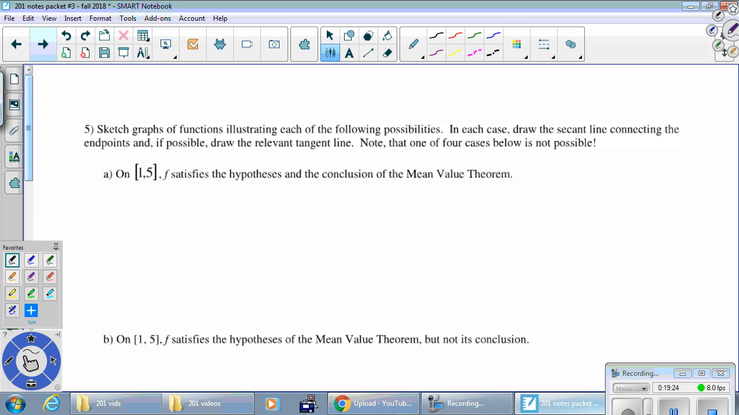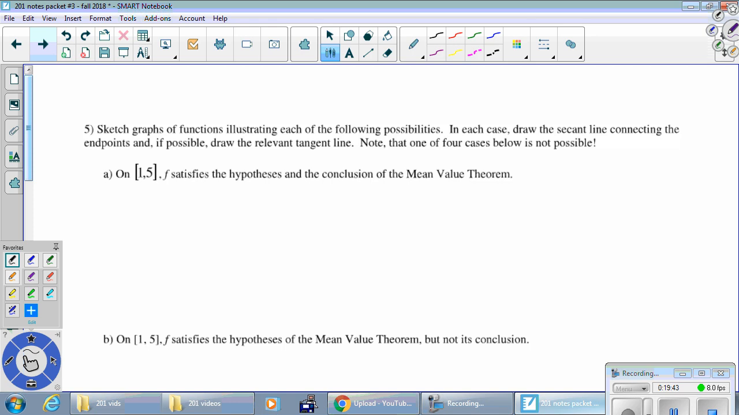Okay, next page. There are lots of possible answers for these. I'm just going to give one example for each, maybe a second example if the mood strikes me. But there are lots of correct answers here. So if you're not sure, ask each other, ask your instructor. Make sure we understand what we're doing here for the hypotheses and conclusion stuff.